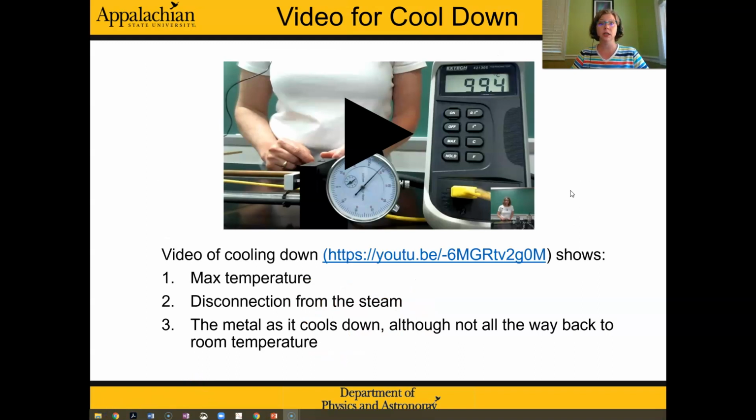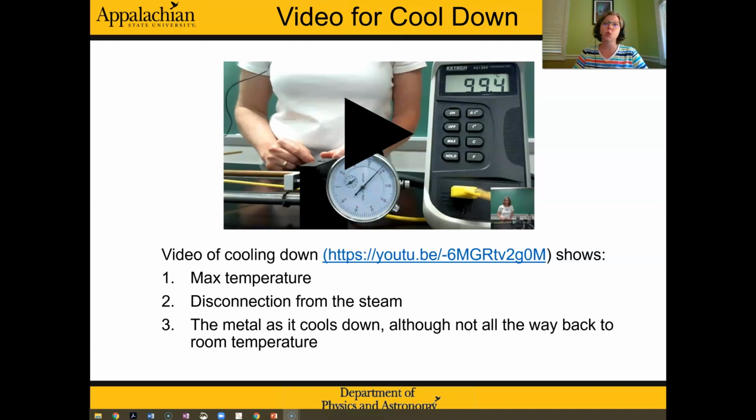Similar to the previous video, there is a separate video for the cool down of the experiment. In this video, it will show the max temperature, the disconnection from steam, and the micrometer dial and thermometer as the metal cools down. Now this video is significantly longer than the first video. There are some questions that you need to answer to establish the overall idea of the experiment and how you're going to take data.